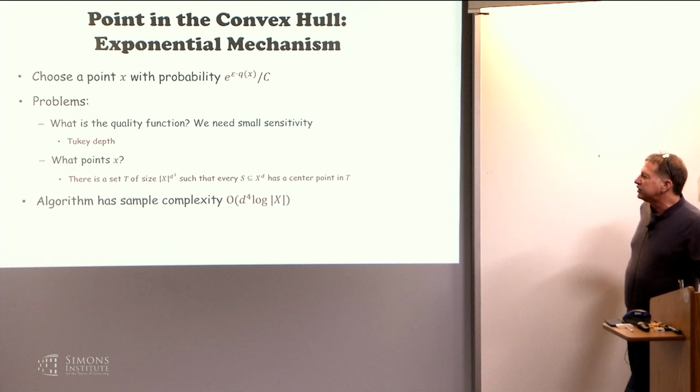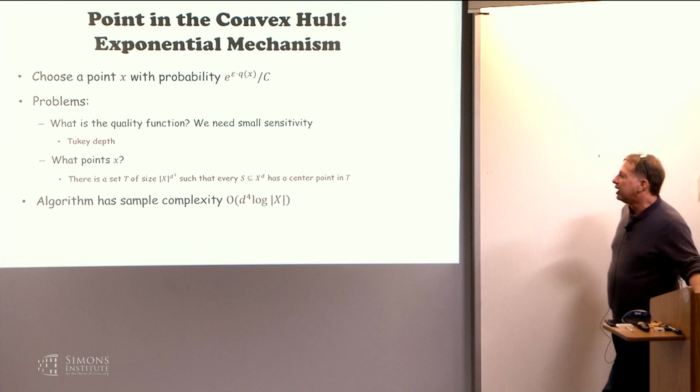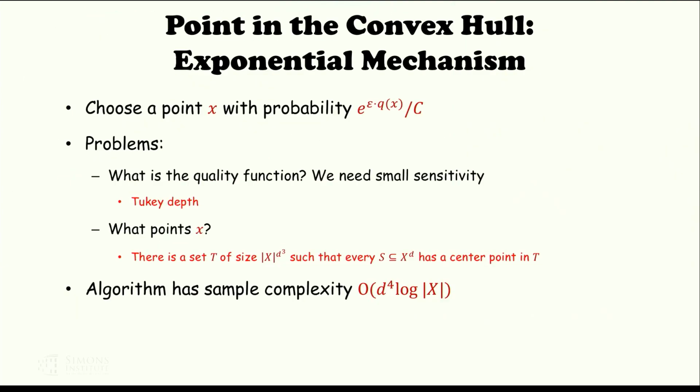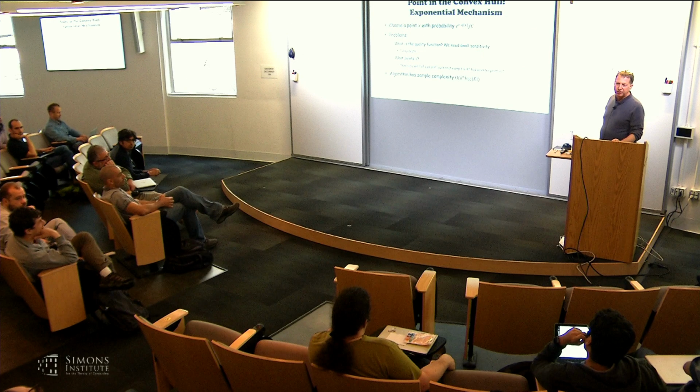If we apply the exponential mechanism, the complexity will be d to the 4 times log x, not d cubed, where d cubed comes from the size of the set, and another factor of d comes from the fact that the Tukey depth is only s over d. So we lose another factor of d because the quality is only s over d. Is it clear why it should be x to the d cubed for the size of the set?